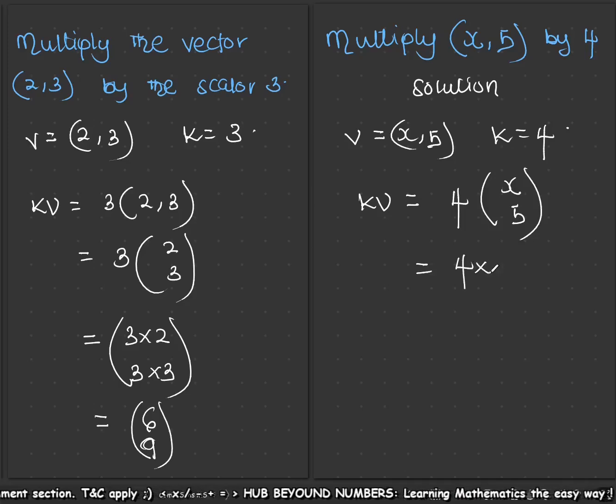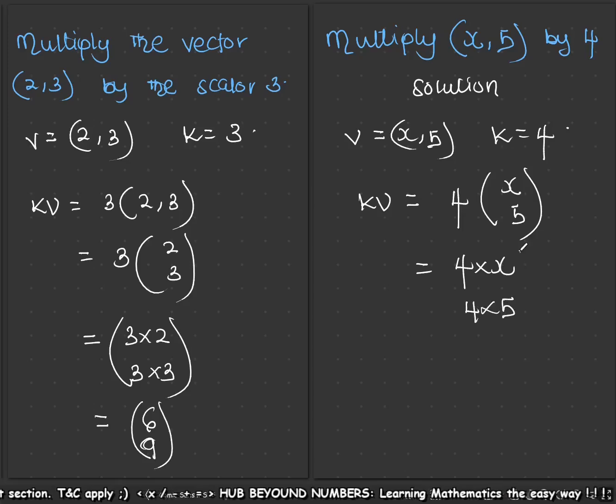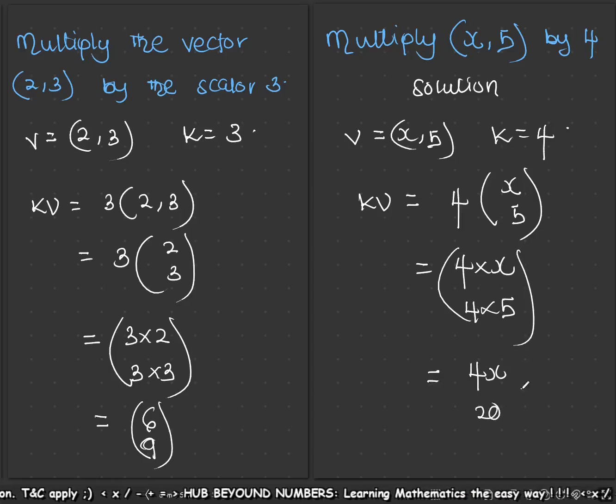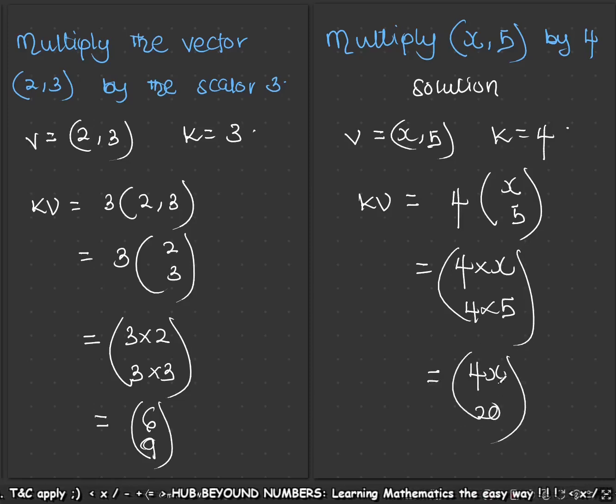And now 4, as I said, multiplies the x component and it also multiplies your y component, giving you 4x. Then 4 times 5 is what? 20. So this here would be our resultant vector after multiplying by the scalar.